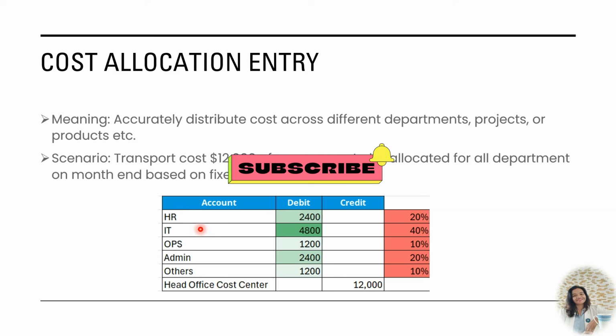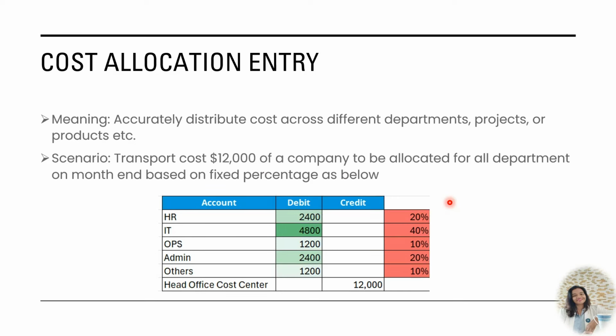There will be a certain percentage, which could be a fixed percent or a variable percentage, depending on the usage. In this example we are talking about a fixed percentage, where I say that HR will use 20% of the transport, and IT is using 40% of the transport cost. Likewise you will do a pro rata calculation, and this is how you allocate the entire cost of 12,000 to the various accounts which are utilizing the service. This is one example of a cost allocation entry.